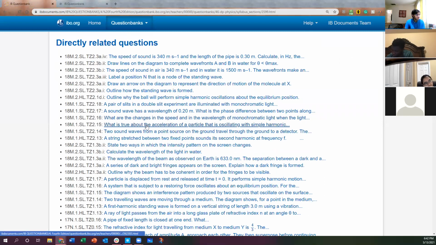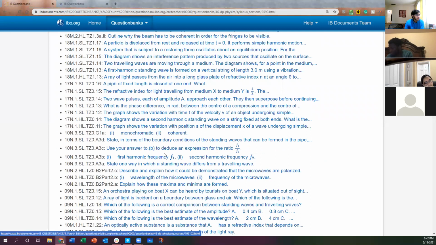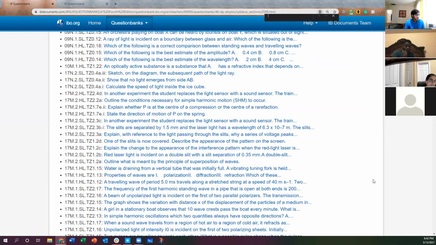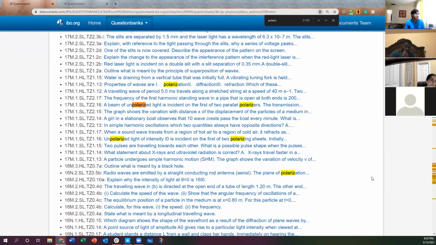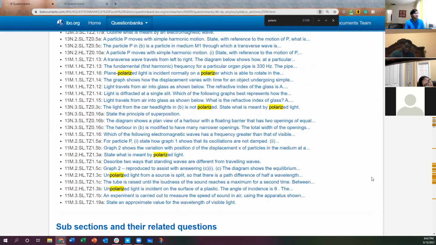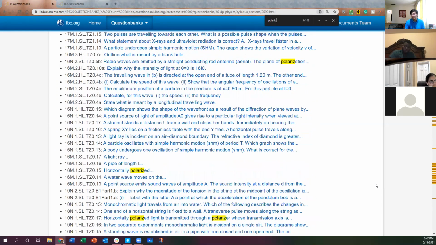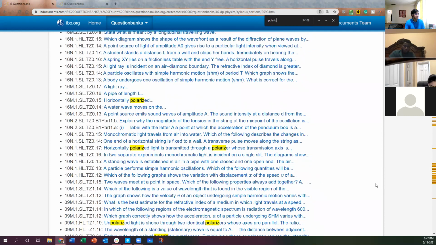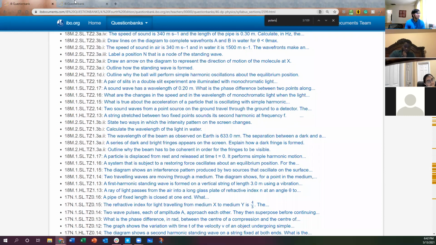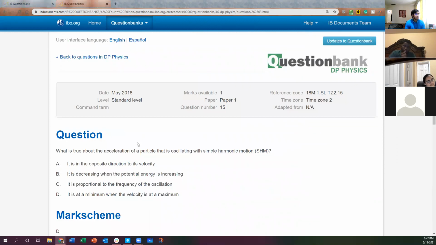More simple harmonic motion. Let me see if I can find a polarization question, because that would be helpful, I think. Oh, there's quite a few questions about that. Wow. Okay, so there's no way we're going to get through every single question here, because that would take ages, and we don't have ages today. You can pick a few. Let's go ahead and do this problem, and then we'll go over to some polarization.